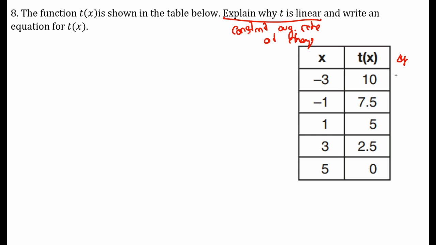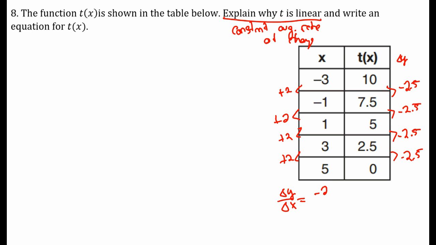Let's find our change in y. That's negative 2.5, negative 2.5, negative 2.5, negative 2.5. Okay, my change in y's are the same. Well, what's my change in x? Plus 2, plus 2. How do I get from negative 1 to 1? Plus 2, plus 2. This looks promising because my change in y over my change in x always is negative 2.5 over 2, which is better known as negative 1.25, or if you like fractions, negative 5/4. That's my slope. It has that constant average rate of change.